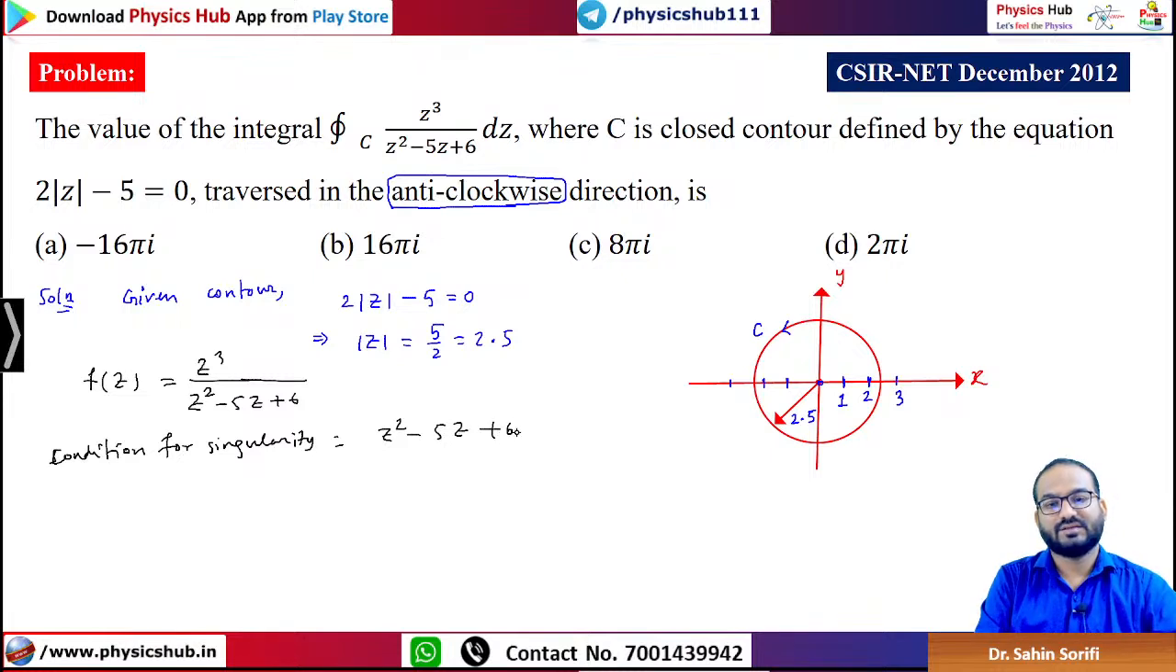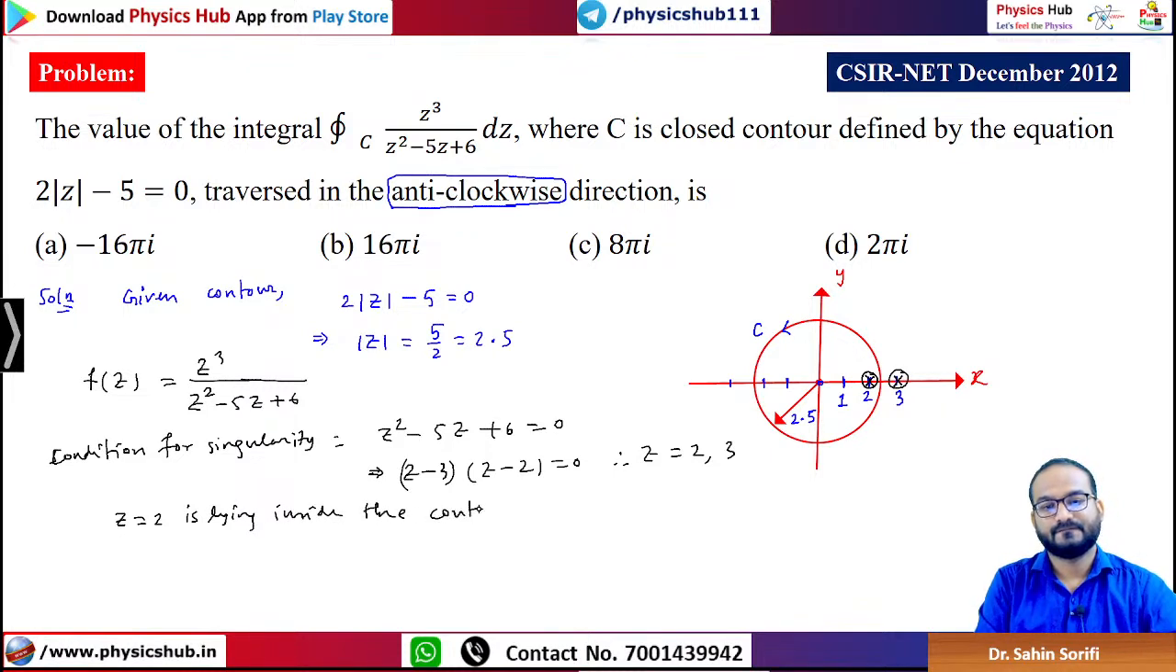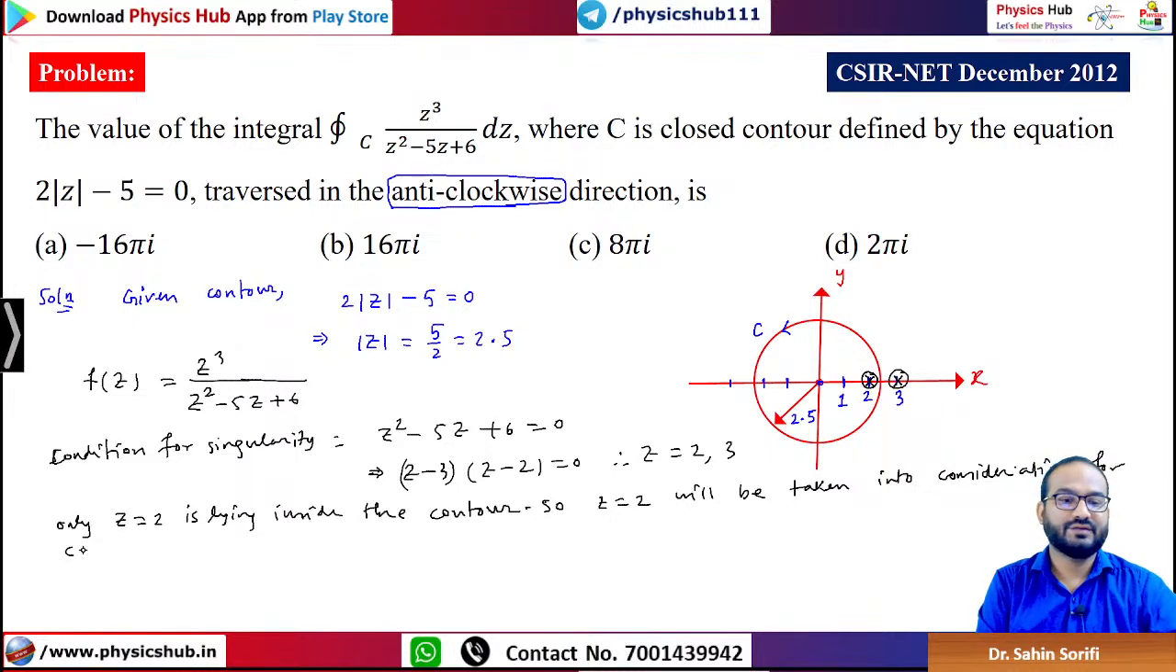Z square minus 5z plus 6 equals 0, and from this it is z minus 3, z minus 2 equals 0. So z equals 2 and 3. One pole you are getting here, another pole at z equals 3. So z equals 2 is lying inside the contour. So z equals 2 will be taken into consideration for calculating residues.